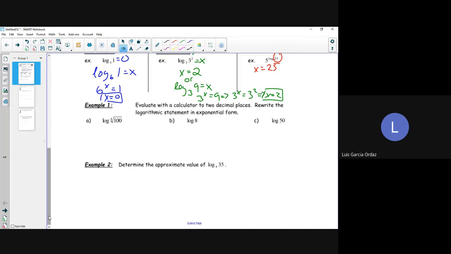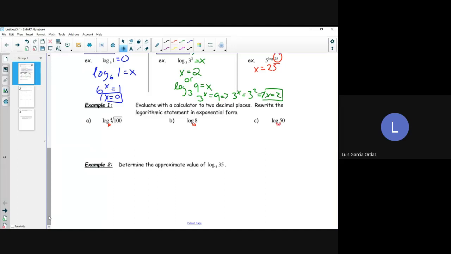So these are the real examples now. Example 1: we want to evaluate with a calculator to 2 decimal places, and we want to rewrite the log statement in exponential form. If you just want to use a calculator, the log button on your calculator already has the base 10, so we assume all of these have a base of 10.